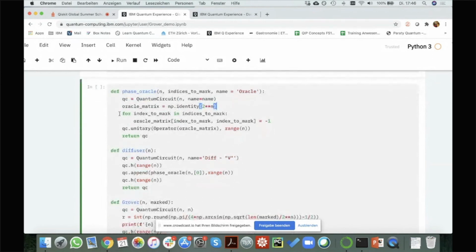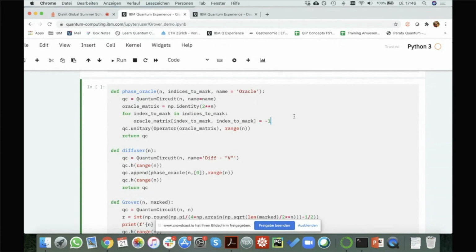And then we go through all indices to mark. There's something that I feed the oracle with. I will tell it which indices to mark. And for these indices that it has to mark, it will change the element to the element -1. So we put a -1 on those, while the others stay +1.